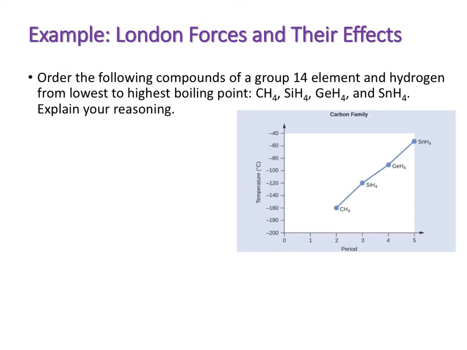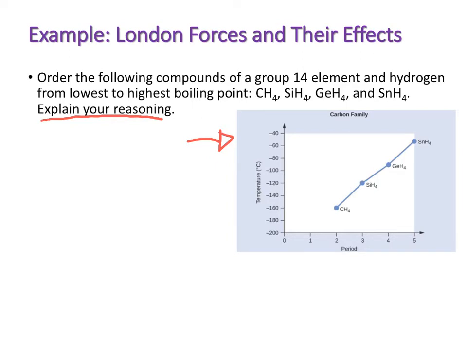So now we're going to do an example about how London forces affect boiling points. In this exercise, we are ordering the following compounds of this group 14 element and hydrogen compounds from lowest to highest boiling point. And then we have to explain ourselves. Now, I actually included this graph, which already tells you the boiling points. So all we're going to do is explain why, which is really important.